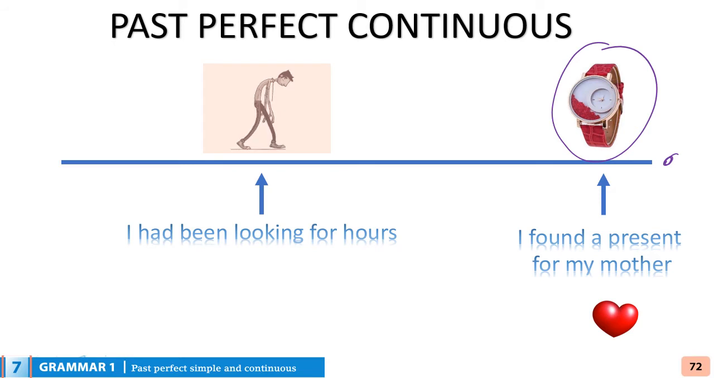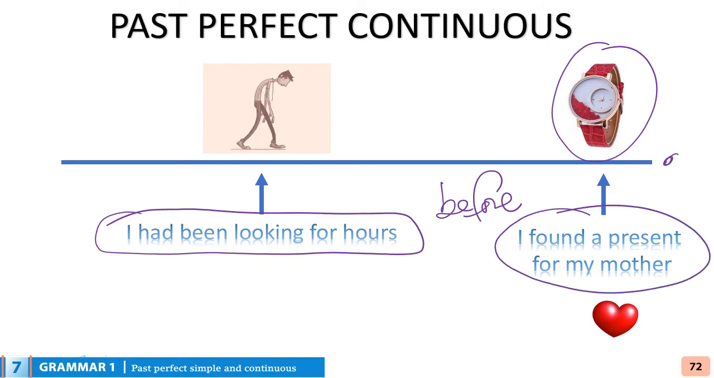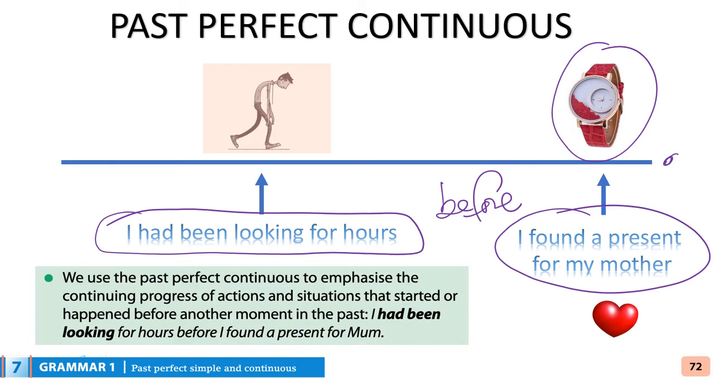If I want to say this story, I would say it in English. I had been looking for hours before I found a present for my mother. Okay, so when am I going to use the past perfect continuous?